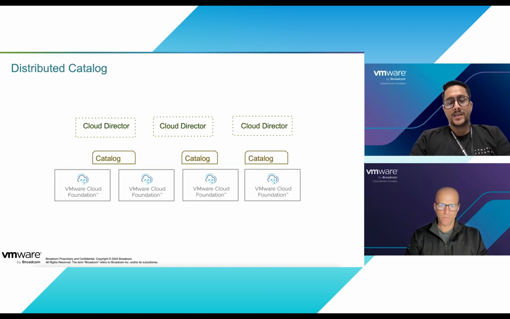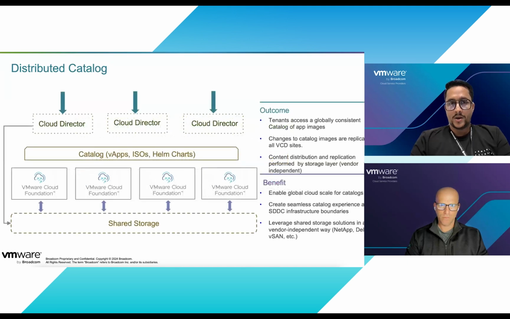But what we have enhanced in this version is the distributed catalog. Now, irrespective of how many Cloud Director cells you have within the environment, we can now create a distributed catalog which sits on a shared storage seen by all of the Cloud Director cells. So with this, I have a single storage space called the distributed catalog where I will store my ISOs, vApps, or my Helm charts for containers. This is an enhancement where I can now have a global catalog that is seen by all of my cloud provider director cells.